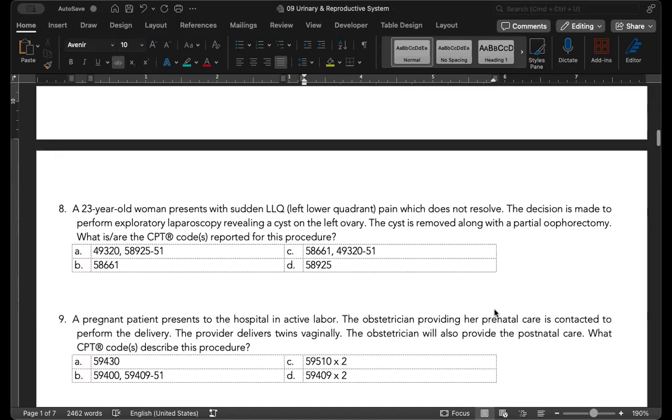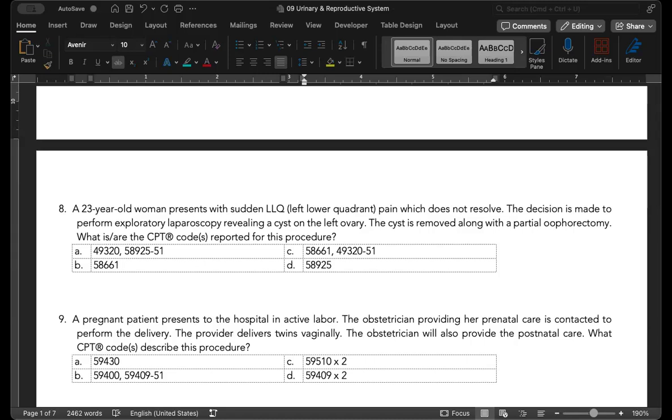All right, number 8. We have a 23-year-old woman who presents with sudden left lower quadrant pain which does not resolve. The decision is made to perform an exploratory laparoscopy, and that reveals a cyst on the left ovary. The cyst is then removed along with a partial oophorectomy. So what is our CPT code or codes for this procedure?